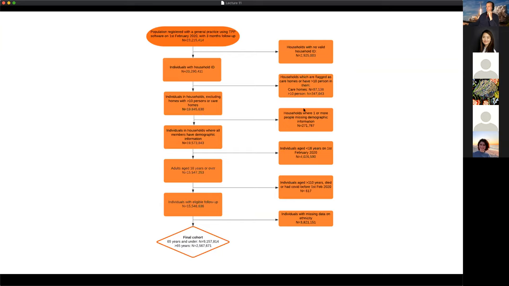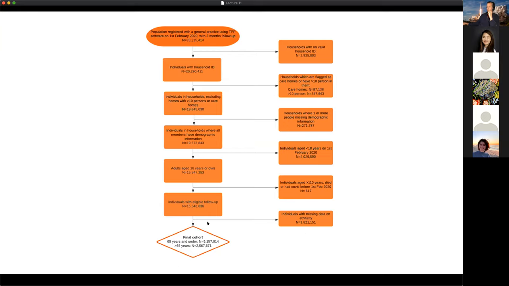Then you also exclude people that don't have required demographic information because you want to put that as a covariate in the analysis. Exclude people that are children because you're only interested in this case in the effect on adults. And then you also exclude a small number of people that are very old. I'm actually curious how many people over the age of 110 are in the UK. There might be a couple. This is a very, very advanced age. Died or had COVID before 1st February 2020. And then you also exclude individuals with missing data on ethnicity.